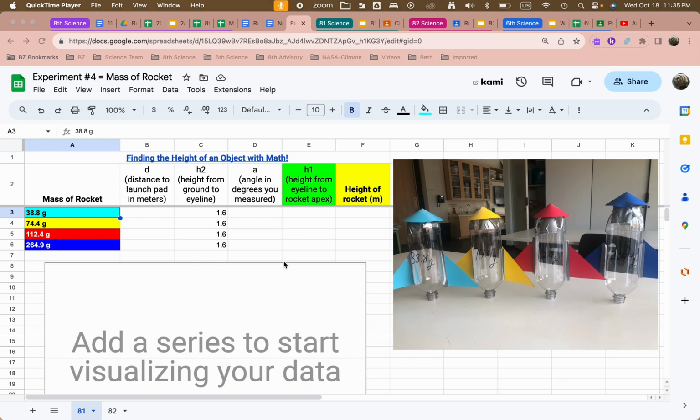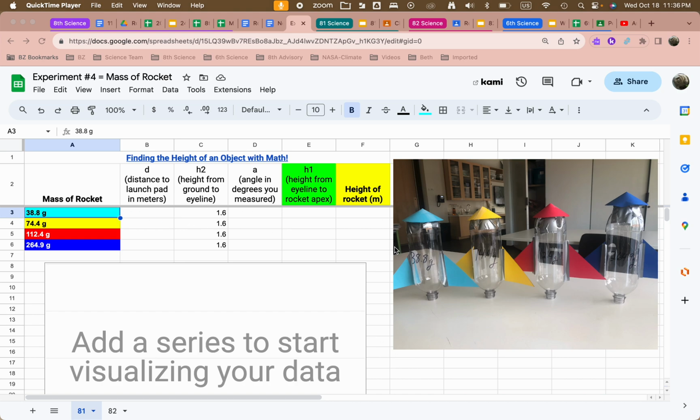Hi, 8-1. So on Friday, we're going to be doing our last test launch. This is going to be experiment number 4, mass of rocket. So you just learned all about Newton's second law of motion, that force equals mass times acceleration. And we know we want our rocket to accelerate as much as possible. And we want to see how changing the mass will affect the acceleration of this rocket.